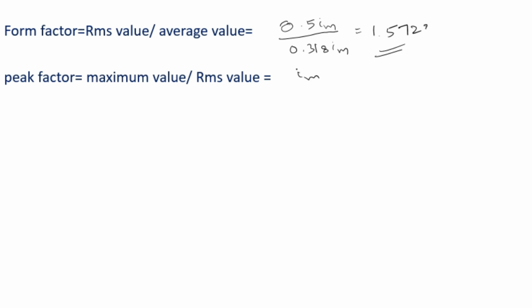The value of peak factor: the maximum value is Im, and the RMS value is Im by root 2, therefore the peak factor equals root 2.